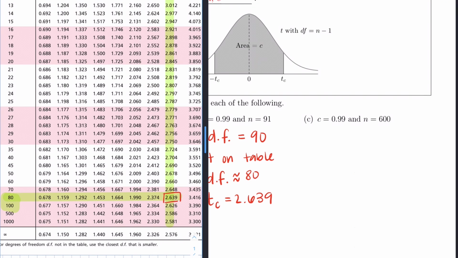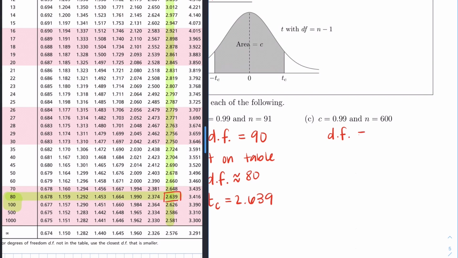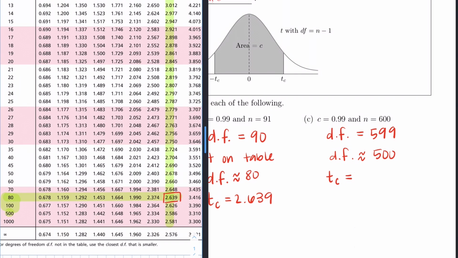Looking at this last example, we have a degrees of freedom equal to 599. However, again, this is not on the table, so we need to use the next smaller value. And so we're going to use 500. So while 1000 is closer to 599, we always want to use the smaller value. And so if we look at the intersection of this row and column, we see a critical value of 2.58.